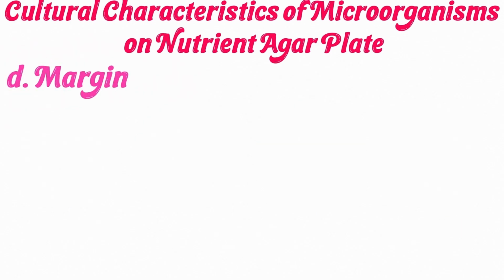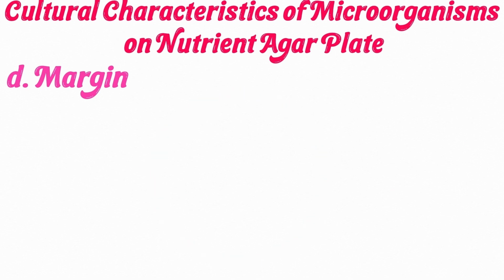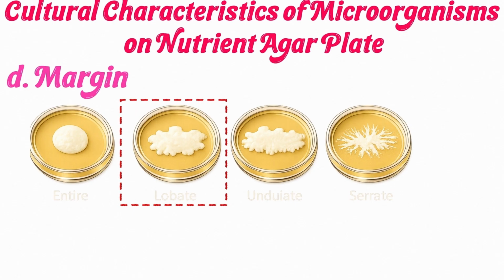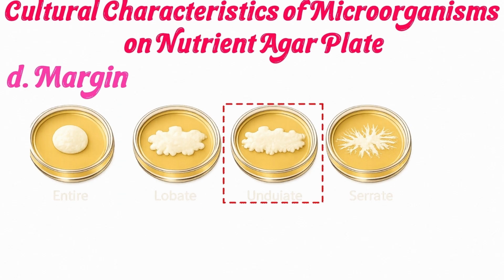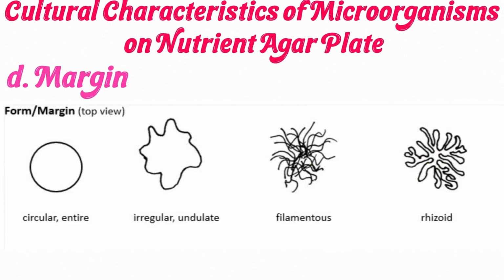Margin. Margin literally means the edge or boundary of the colony. Entire margins are smooth. Lobate margins have deep rounded projections. Undulate margins are gently wavy. Serrate margins look like the teeth of a saw. Filamentous margins contain thin thread-like extensions.